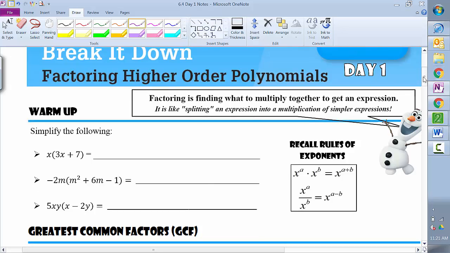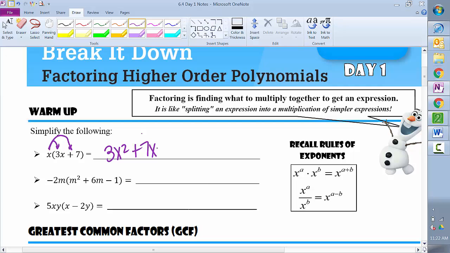So the warm-up, I want you to go ahead and do the first one. All you're doing is distributing. I'll kind of help you out here. So go ahead and distribute that x to both terms. And there's a reason why we're doing this, and I'll tell you in a second. I also put rules of exponents off to the side. So if you're wondering what is x times x, it tells you: you add the exponents. If you forgot that. So what did you get here for the first one? 3x squared plus 7x.